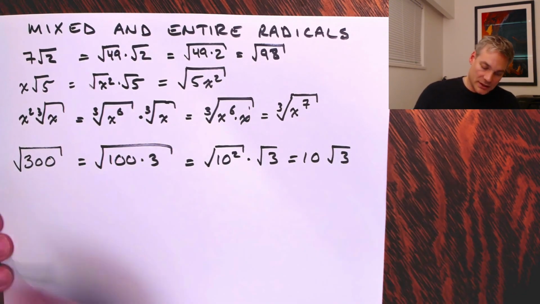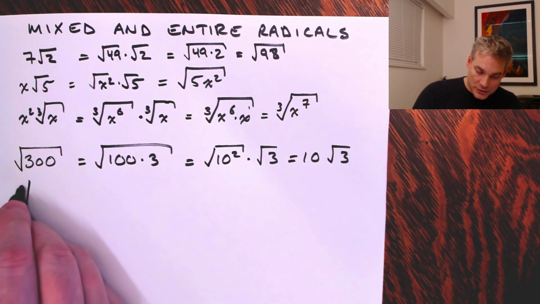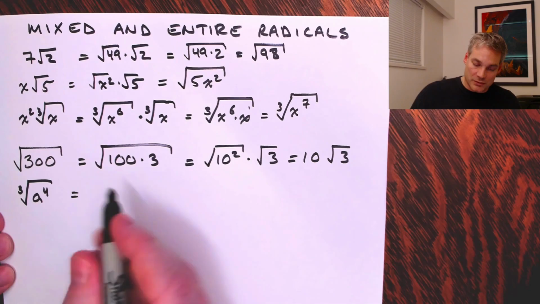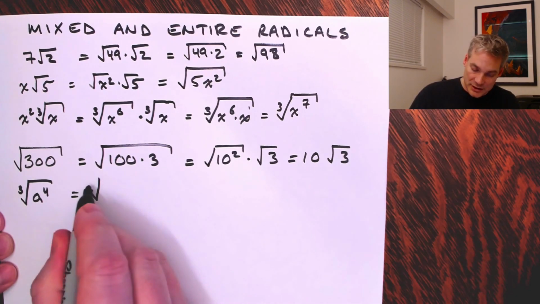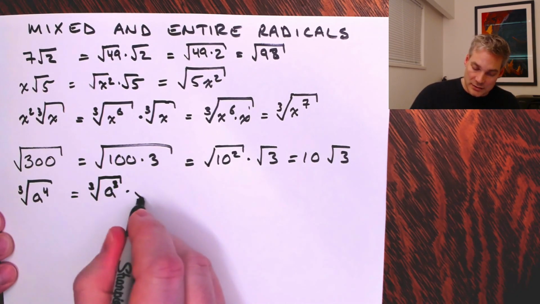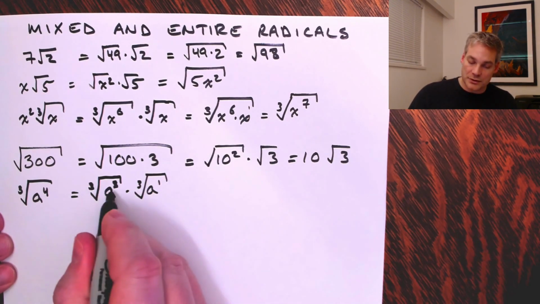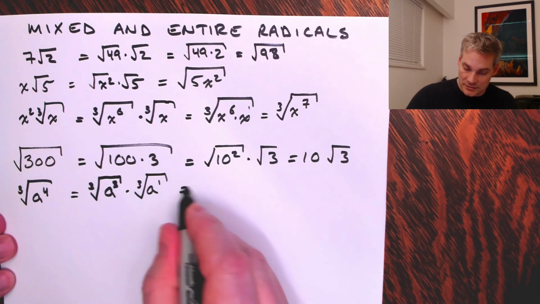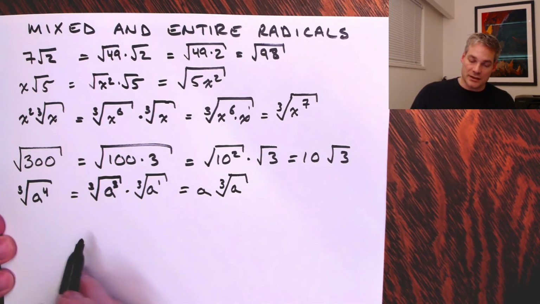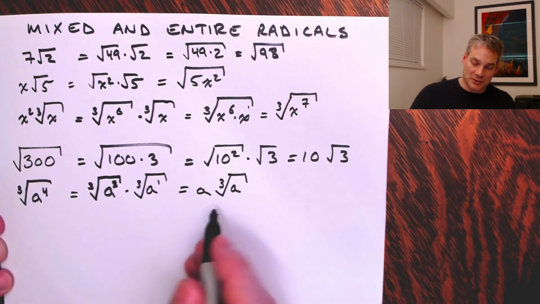We can do that with, let's say, a. Let's say I have the third root of a to the power of 4. Well, this I could break up into sections and say, well, that's just like a to the 3 times a to the 1. And the third root of a to the power of 3 is just a. So that's how we go that way. So we're essentially taking an entire radical and going to a mix. So sometimes this might be very useful.